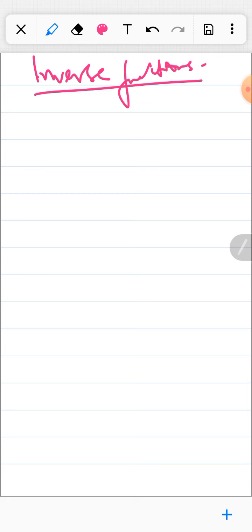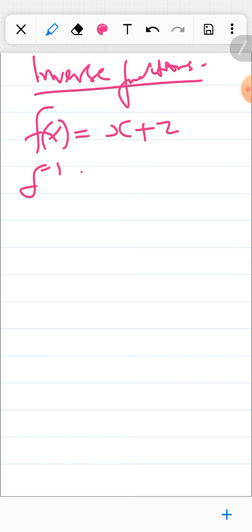So yesterday we saw that you can figure out what the inverse of a function is, or that the inverse is something that undoes or does the reverse or the opposite of what an initial function did. And just to recap, if a function was x plus 2, then its inverse would be x minus 2.